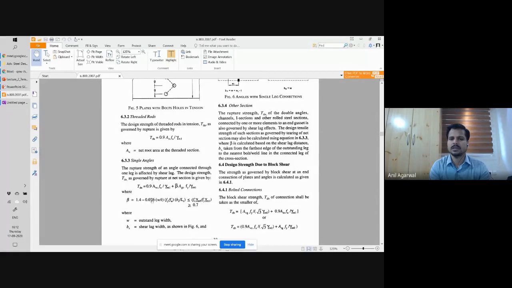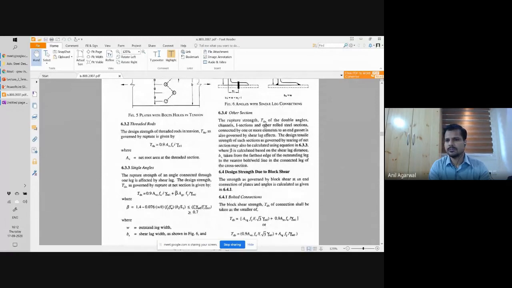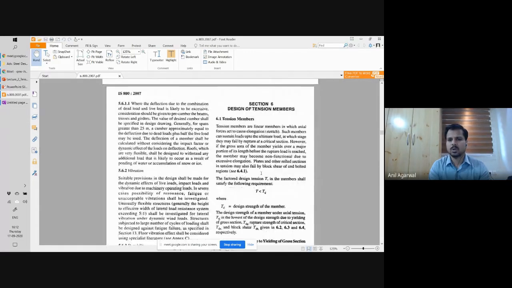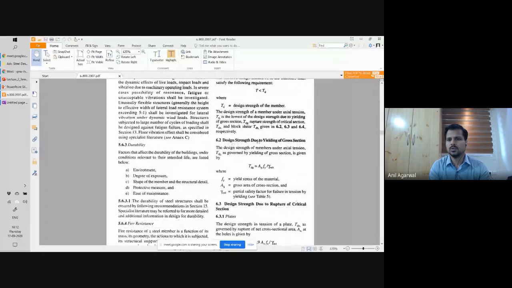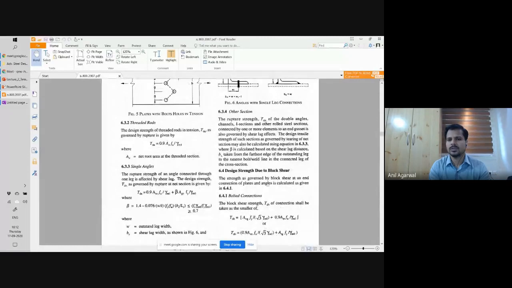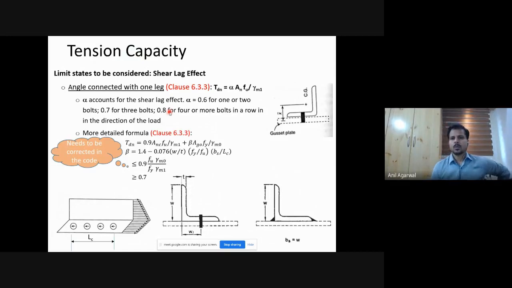Basically, what it means is that there is a shear lag effect. Then you have 6.3.4 for other sections for which some equations of 6.3.3 can be used. There are limitations given here. And then 6.4 is the block shear. So basically you have 6.2, which is cross section yielding, 6.3, which is net section rupture, and 6.4, which is the block shear failure. So we are talking about 6.3, but within 6.3, we are talking about the possibility where there is a shear lag effect.